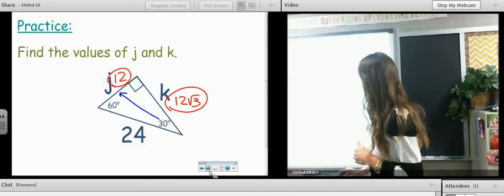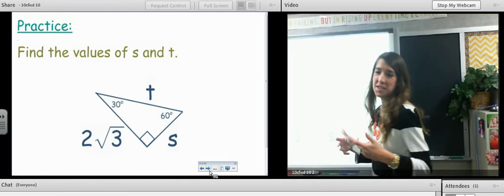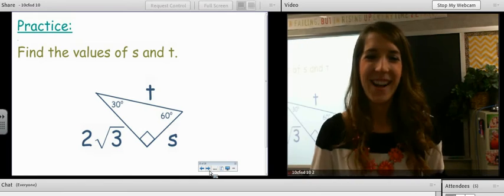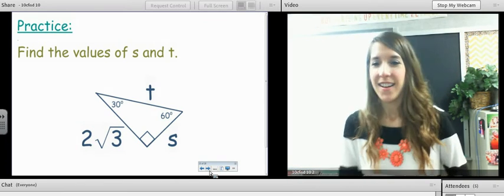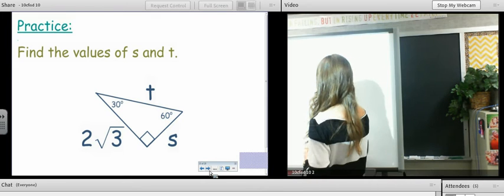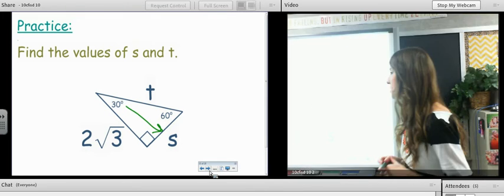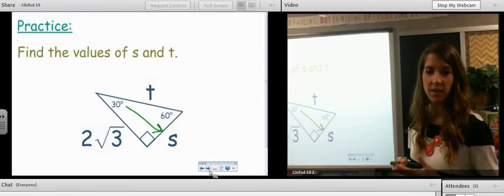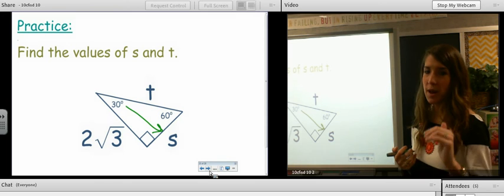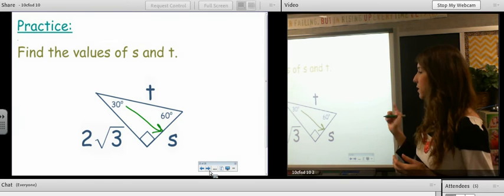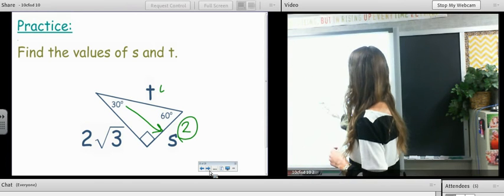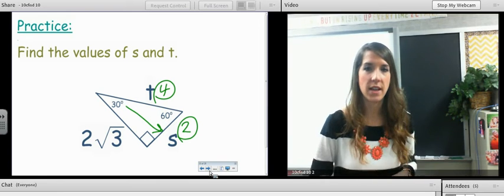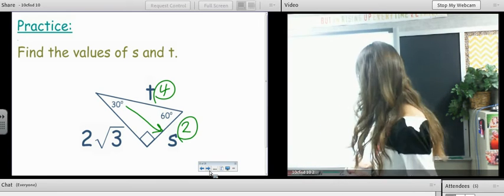Okay, let's try to get a harder one. This is not a harder one. I'm just showing you one of each, okay? Very good. Always get what's across from the 30 first. So what's across from the 30 is whatever is being multiplied by root 3. So you take what's across from 60, you divide by root 3, and then you double it, because the hypotenuse is always double the shortest side.